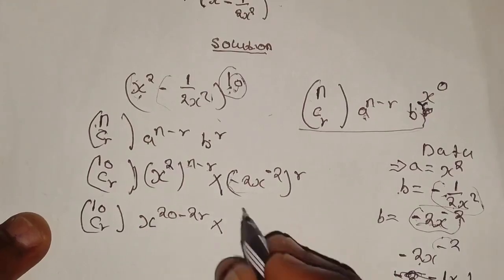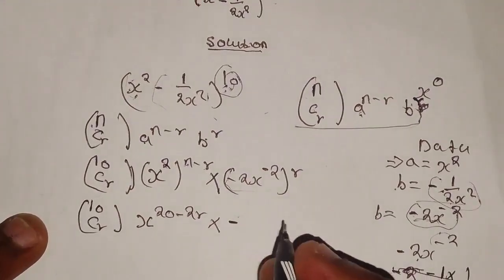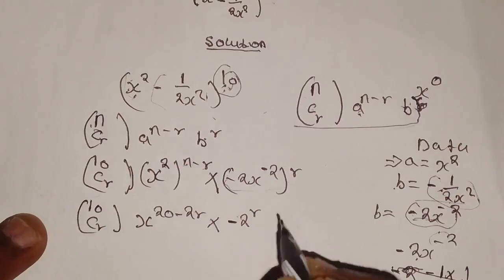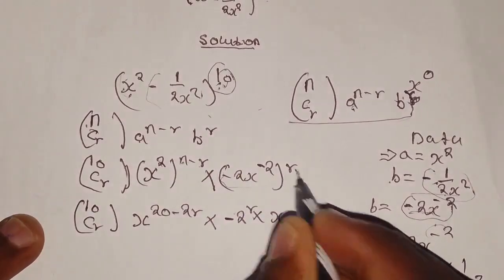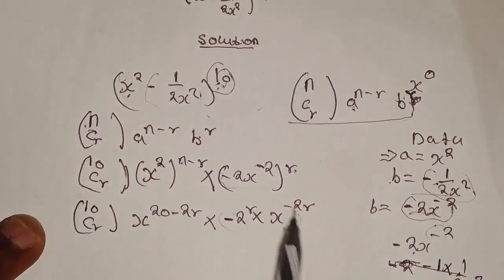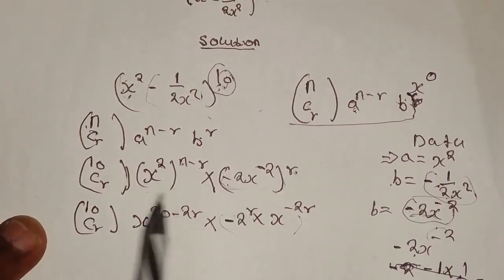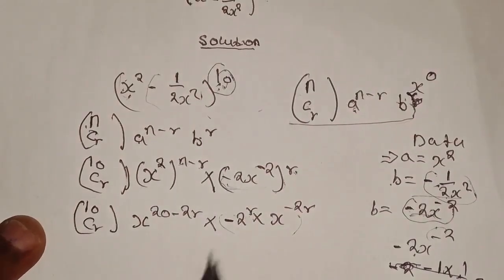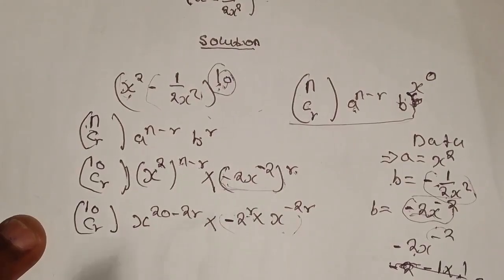This part can also be written as negative 2 to the power r, multiplied by x to the power negative 2 multiplied by r, which gives us negative 2r. Writing like this is the same as writing like this. The reason the negative 2 doesn't have a power of negative 2r is that the power of 2 is 1, so it will be 1 multiplied by r, which gives us r.